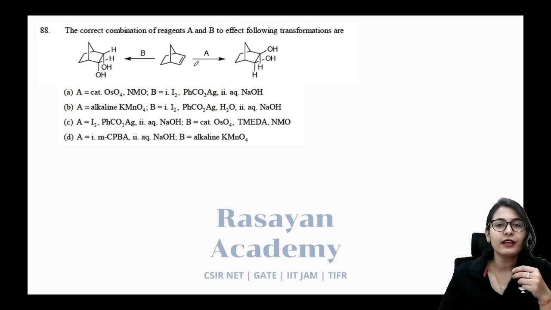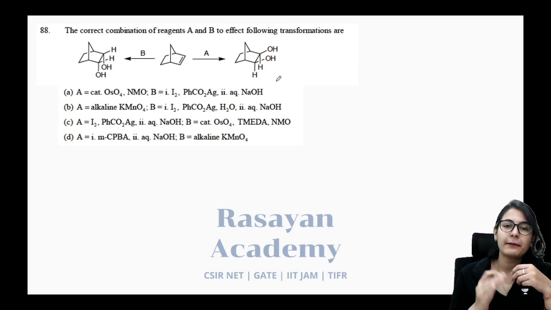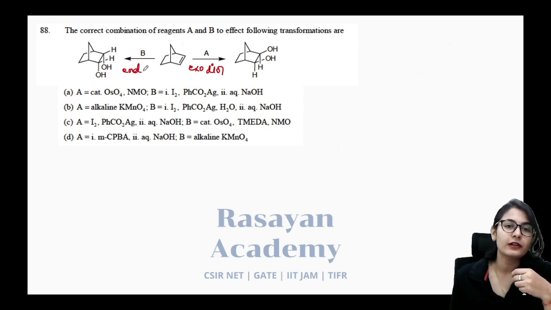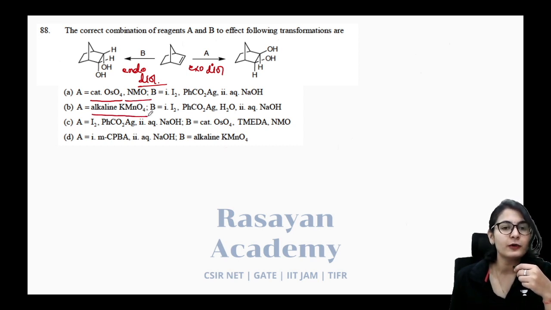So first thing, if you are transferring the OH from a bulky group, it will happen and it will form the exodiol. Here you are getting the exodiol, and in B you are getting the endodiol. Let's first look at the possibility of exodiol formation. That can happen with catalytic osmium tetraoxide and NMO. This is possible. Secondly, it is also possible with the alkaline KMnO4. So these two options are looking correct.